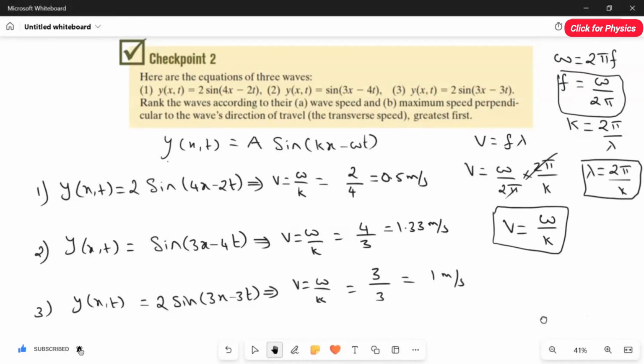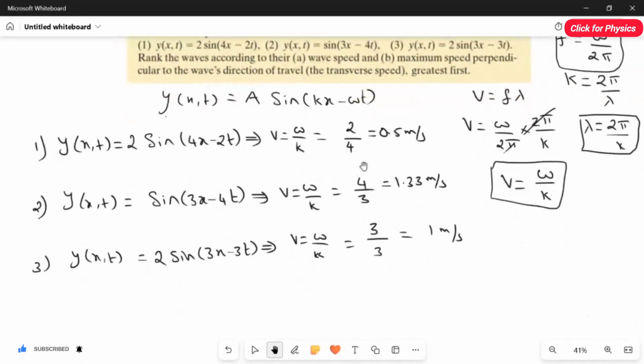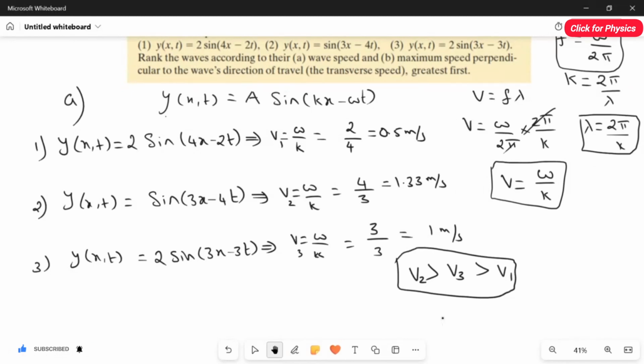Now we have to give the answer from the greatest. So which one is the greatest? 1.33. That means, let's take, this is V1, this is V2, this is V3. So three waves we have. That means V2 is greatest. And then V3 is the second greatest. And the last one is V1. So this is the answer for A part.